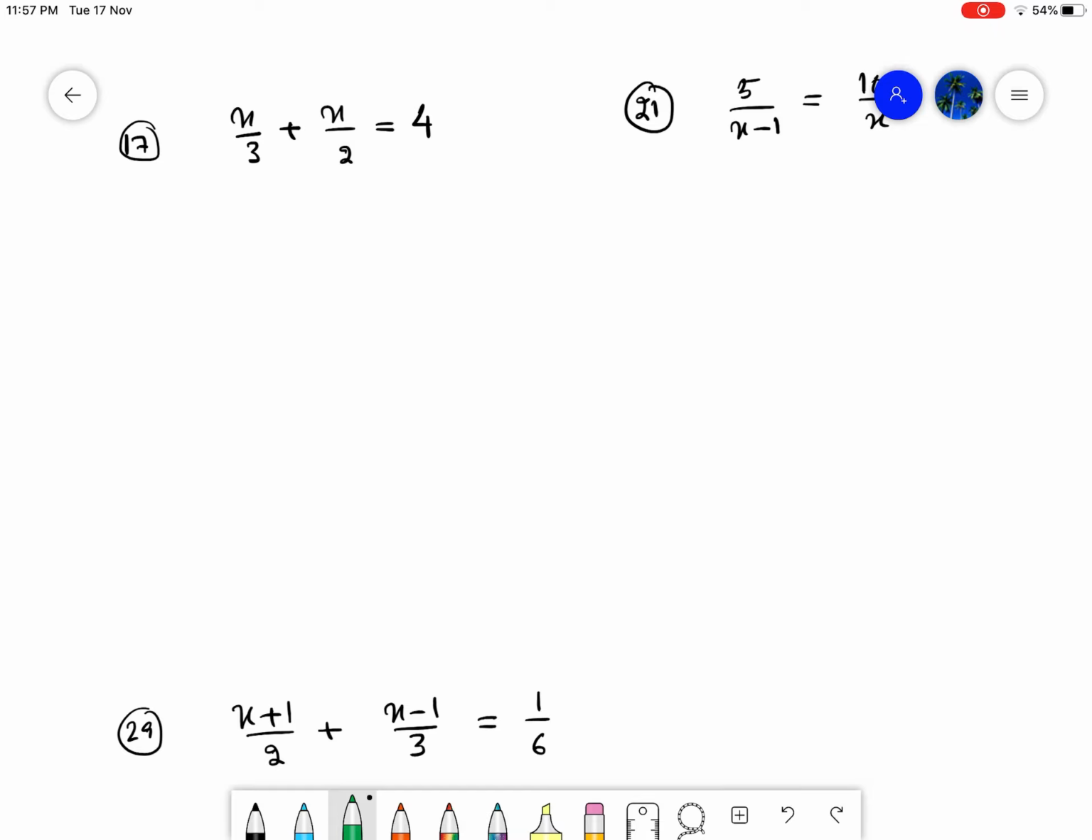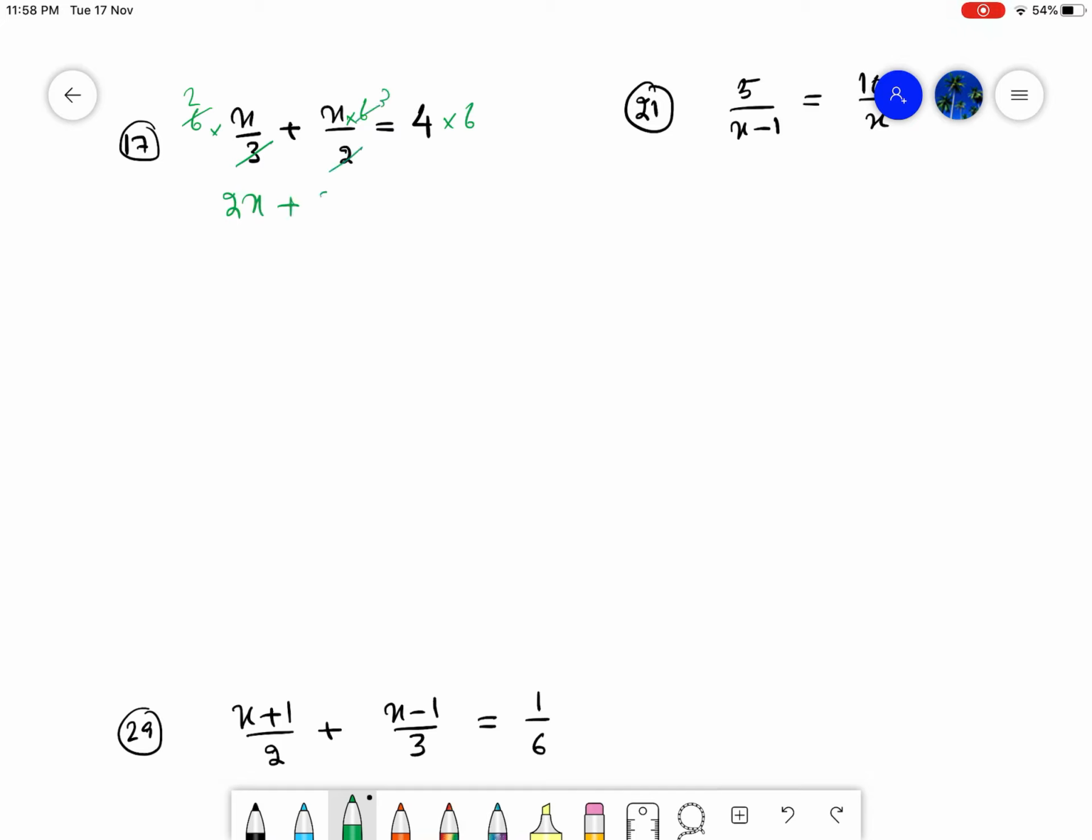Now question number 17. First of all, the denominators are 3 and 2, and their least common multiple is 6. So times each and every term by 6. So 3 ones are 3, 3 twos are 6, you'll get 2x.